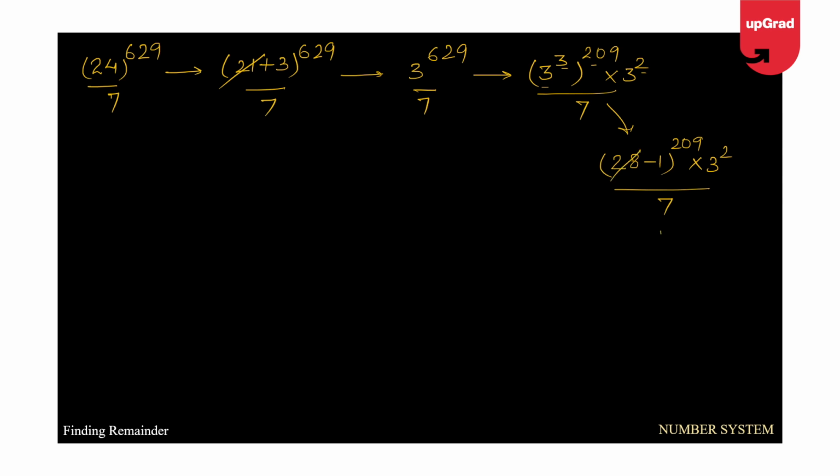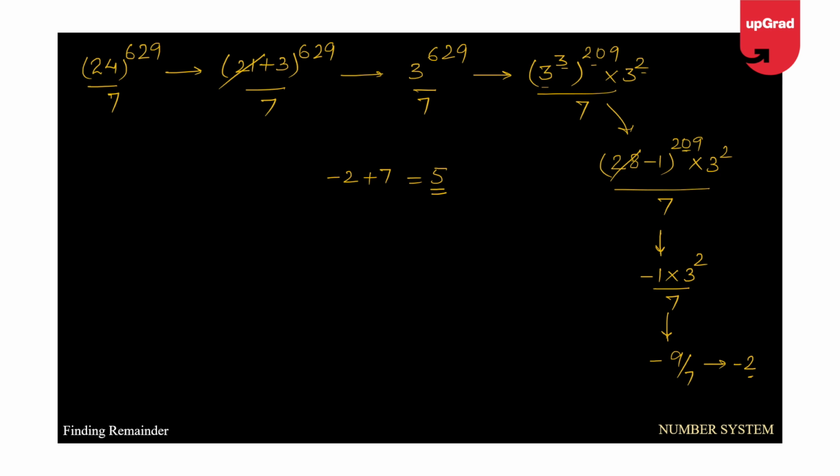28 can be ignored. The next step would be minus 1 to the power 209, minus 1 to the power an odd number, which means it will be minus 1 multiplied by 3 square by 7. So what do we achieve? We end up getting minus of 9 by 7, which will give me minus 2. And since it is in negative, I told you what you do, minus 2 plus denominator, and you get the answer for your question. So that's how easily this can be achieved. I hope now this is pretty clear.